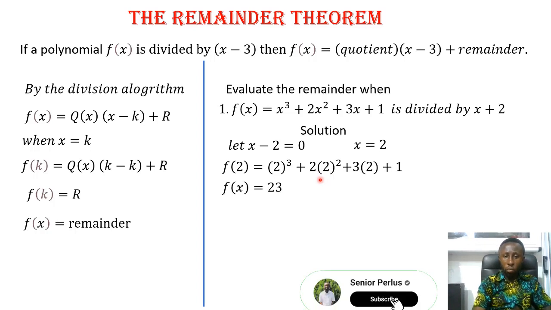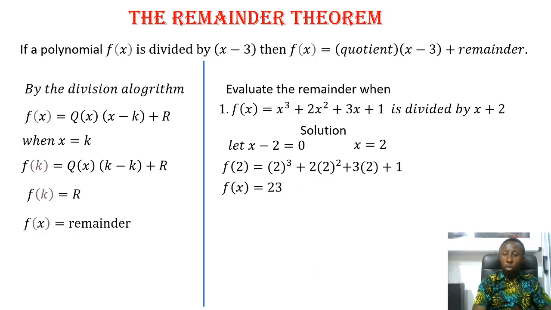Therefore, f at that value is what? 23. So our f of s is 23. That's our remainder, right? That's the remainder theorem. If you substitute, you'll get an answer there. So the remainder can be 0, it can be 2, it can be 3, it can be 4, it can be 5. So that's our remainder. If our remainder is 0, then it's a factor. Get this. If our remainder is 0, then it's a factor, right?